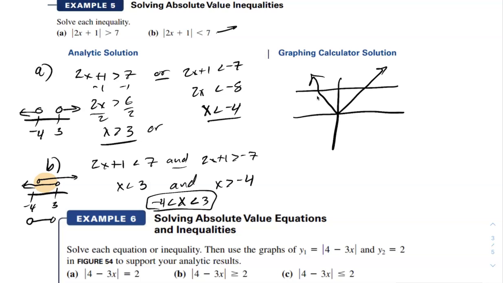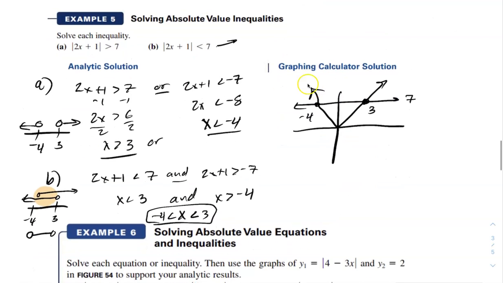Oh my gosh, it's a little off. It doesn't actually hit at the origin. This was 3, this is negative 4. Right, and this was 7. Alright, so let's look at the A. I want to know where my absolute value function is greater than 7. Look at the picture here, right?